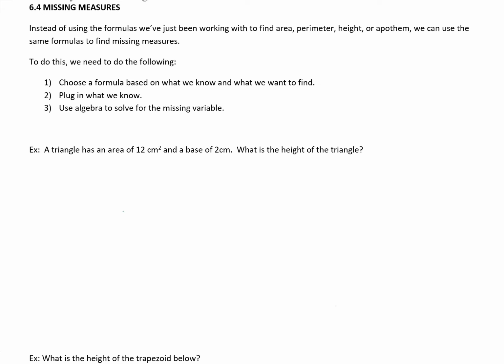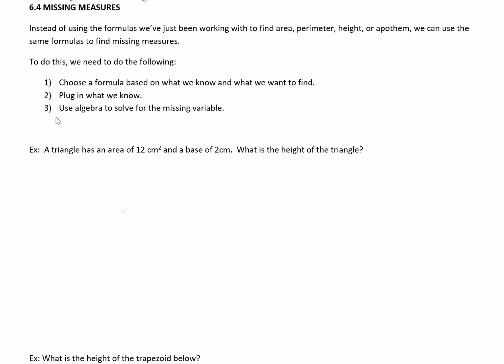We were doing some of this yesterday too, right? This was missing measures. So maybe we knew the perimeter or we knew the area, and we needed to find something else out about our shape. To do that, we need to pick the right formula. Are we talking about area or perimeter? And sometimes we have to think about what we know and what we want as well. Like think about the area of a triangle. We might pick one of those three different formulas based on what we know. We're going to plug in what we know, and we're going to use algebra to solve for the missing variable.